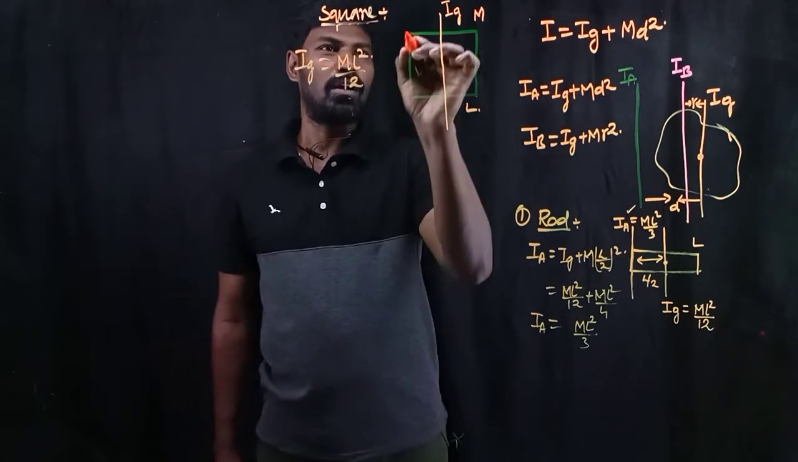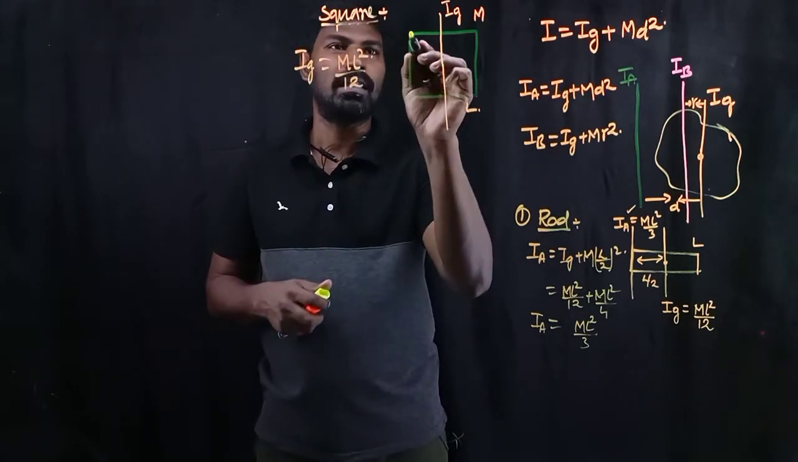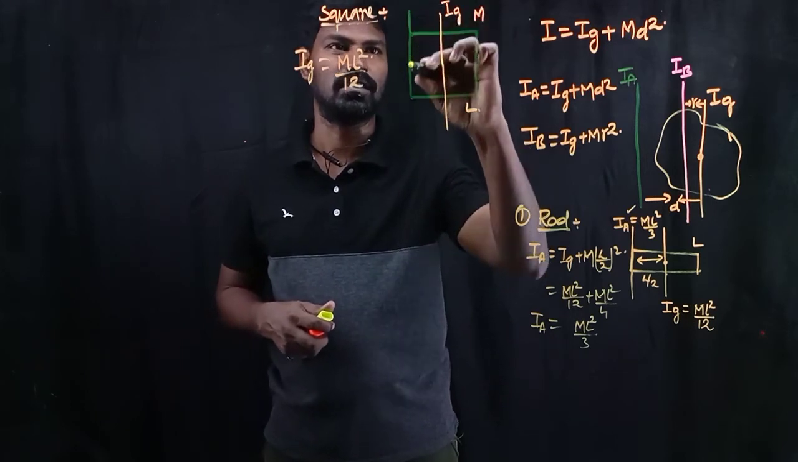So similarly, if you wanted to calculate with one of the axes which is parallel to this Ig and passing through one of its ends, that is with respect to this axis.